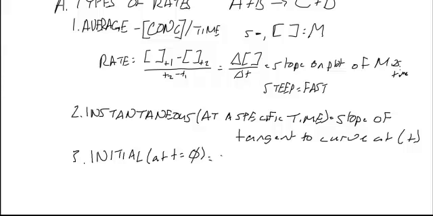And again, algebraically, this is just like our last definition, slope of tangent to curve at time 0. Okay, so slope of tangent to curve at t equals 0.